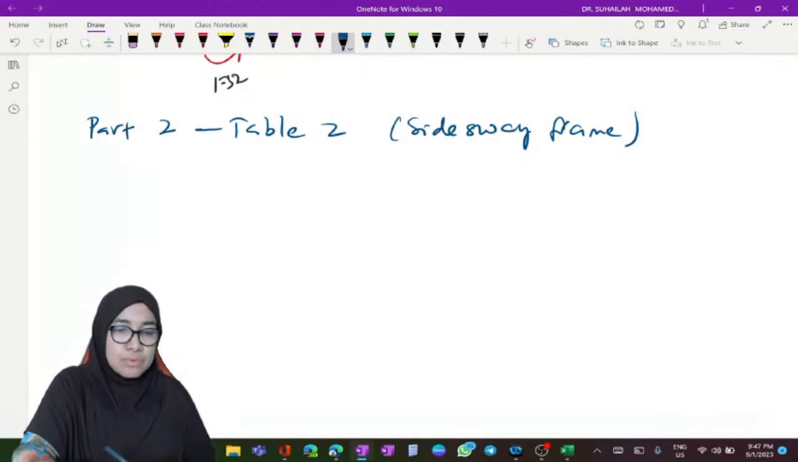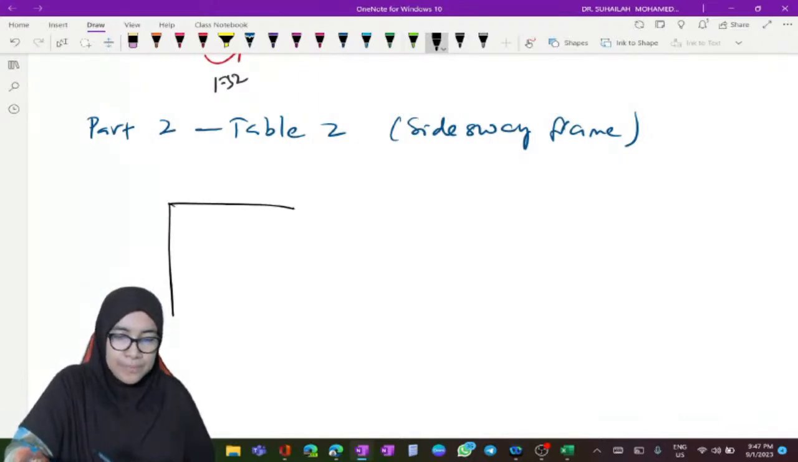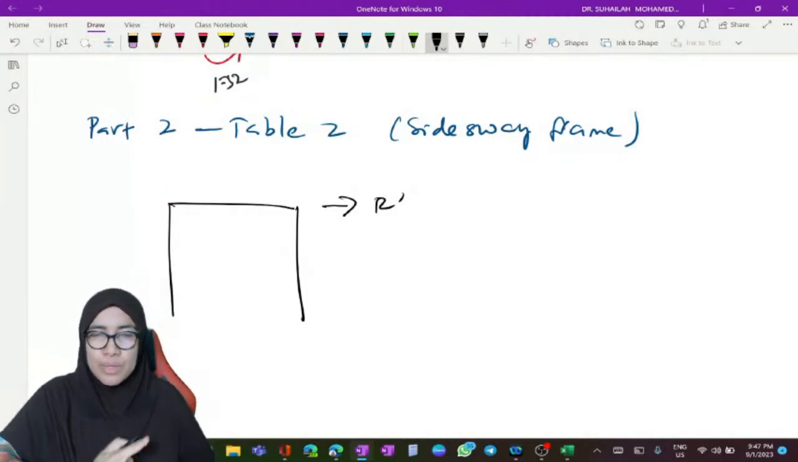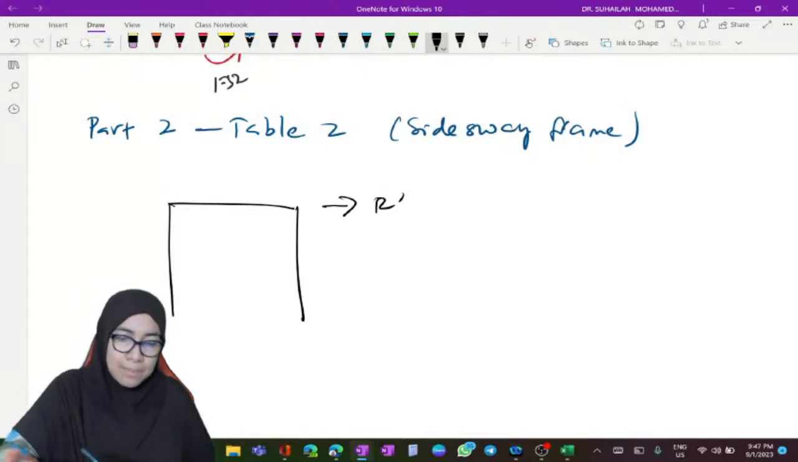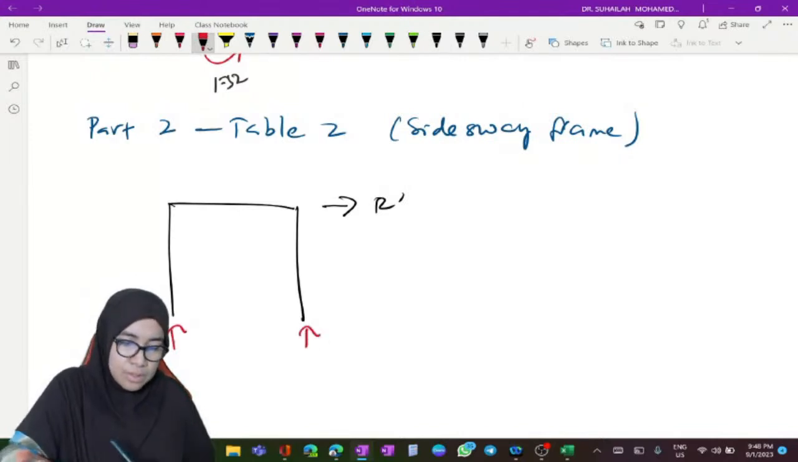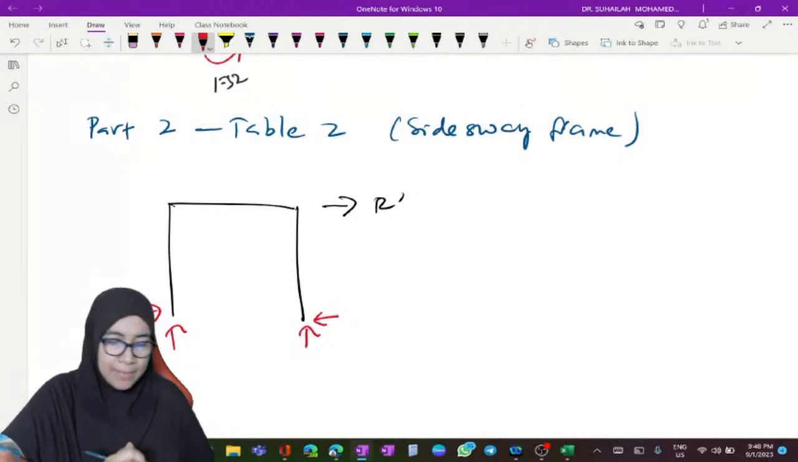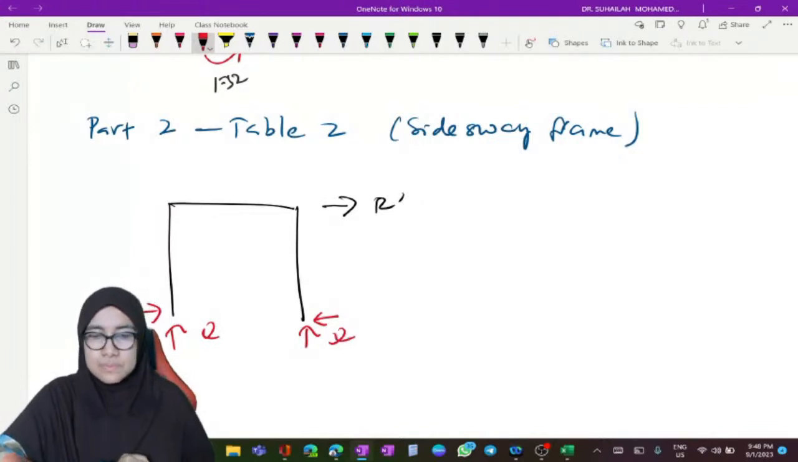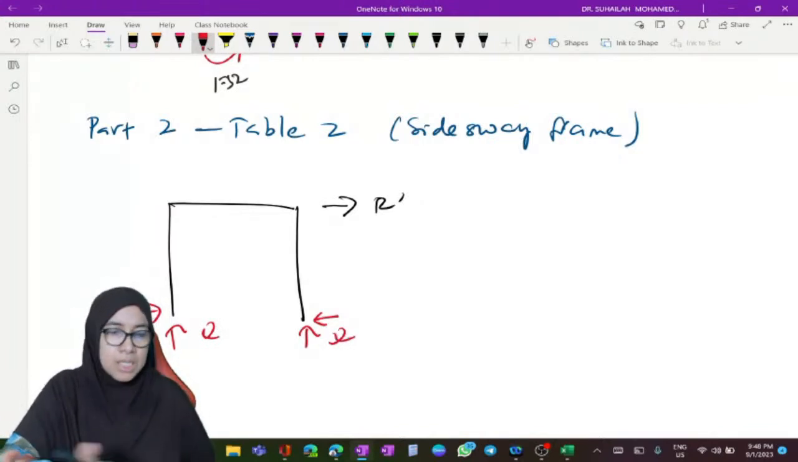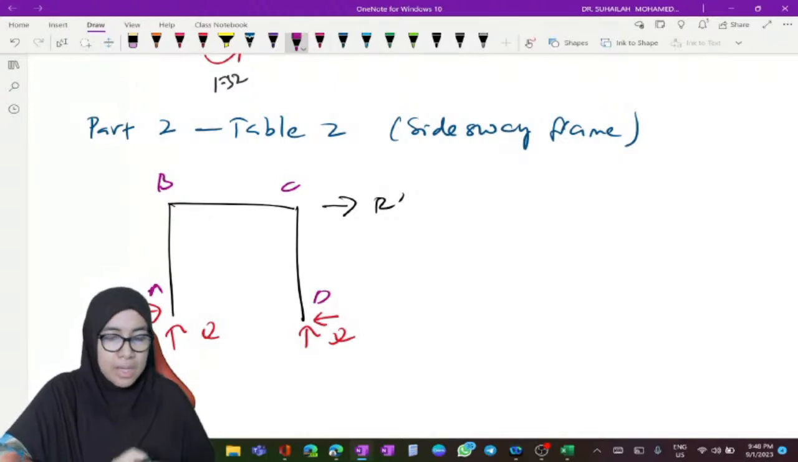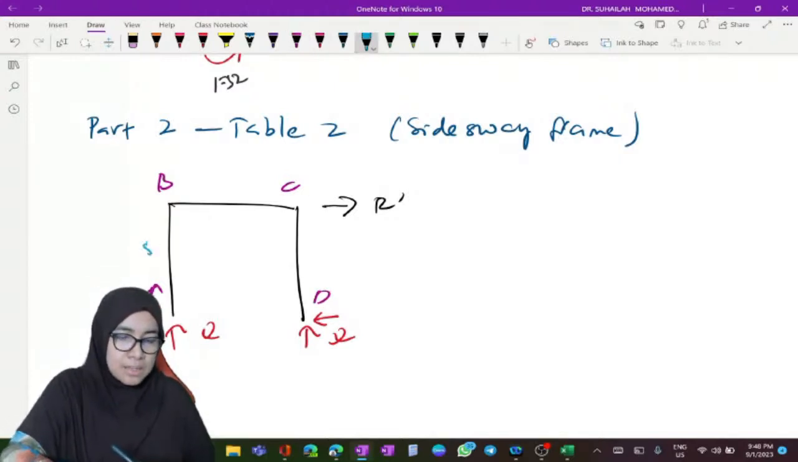Okay, here we have to draw the free body diagram. This is R prime. For table number 2, we always use R prime. So we have fixed supports, so we draw the free body diagram with moment. We label A, B, C, and D. The distances are 5 meter, 5 meter, 5 meter, and EI is constant.